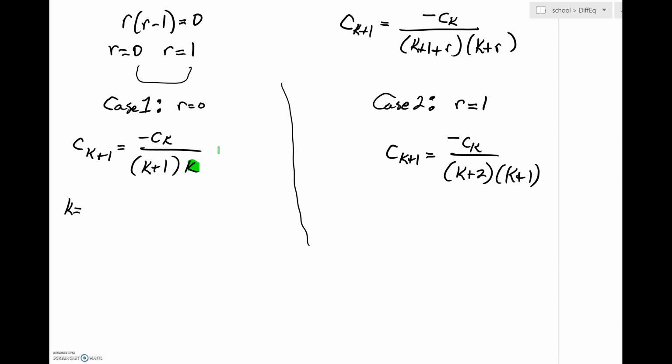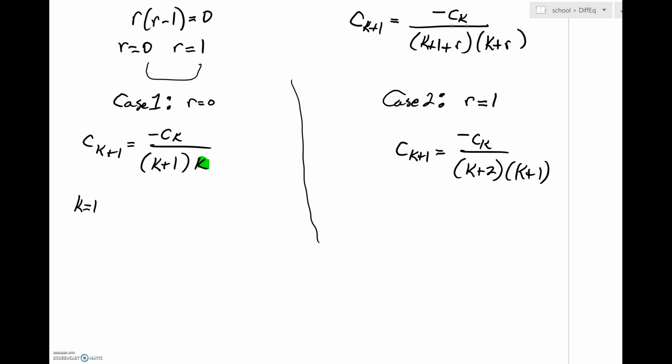The first time we've seen that happen, right? But you'd say, well, gosh, man, okay, I can't work that out. No, let's maybe try k equals 1. All right, so it's okay. And then we'd say, well, I'd get c sub 2, right? Would be minus c sub 1 all over. Well, 1 plus 1 is 2, and 2 times 1, and you'd get that.